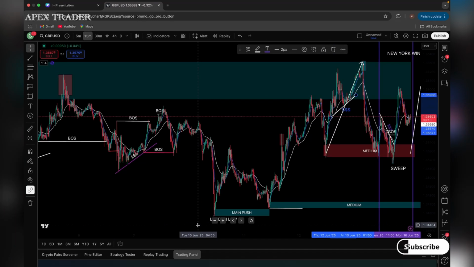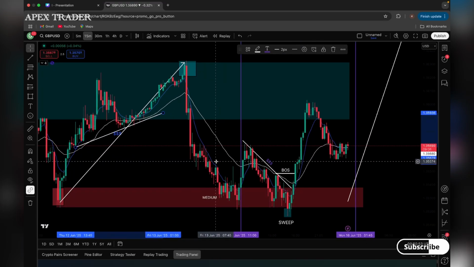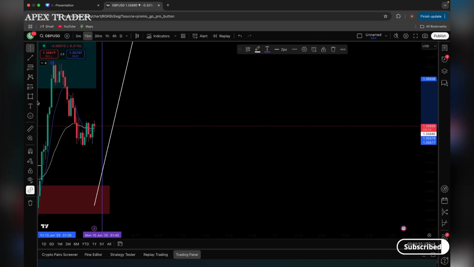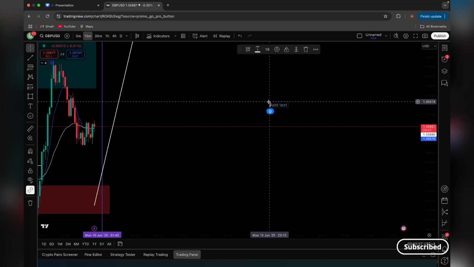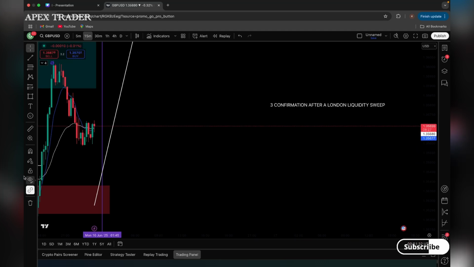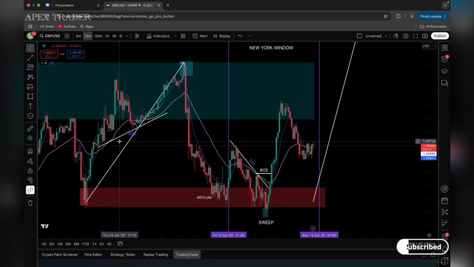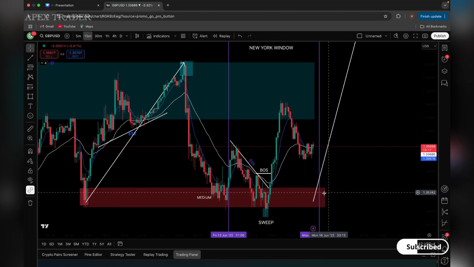So this was the strategy. If you don't understand, I'll just tell you again. You need three confirmations after a London liquidity sweep. What can those be? Let's talk about that. I'll show with some examples because it's so easy, guys. I showed you so many examples, I showed that example with drawing, and I showed this real example also. And as you can see, I drew this also.